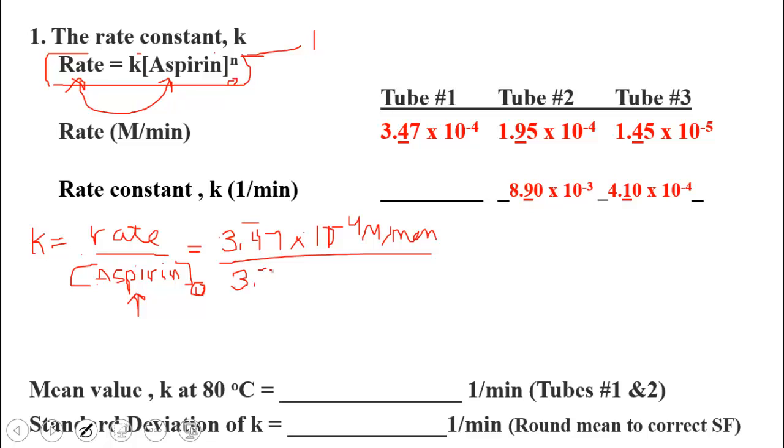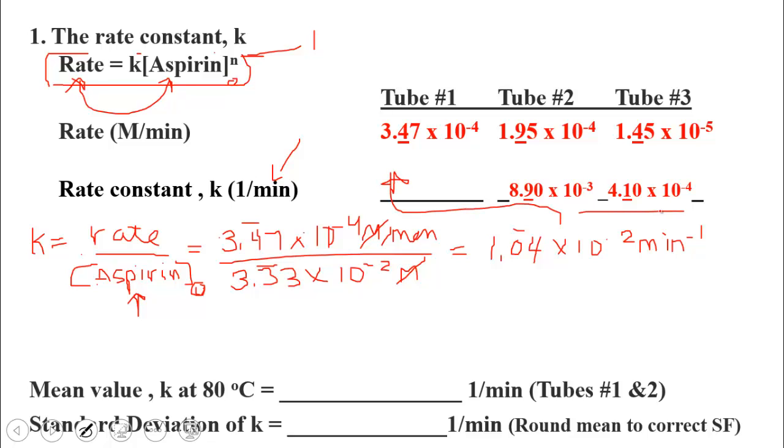How much did we weigh out, and what was the molarity? 3.33 times 10 to the minus 2 molarity. So you'll see the molarities cancel, because this is a first order reaction. And what we will get here is 1.04 times 10 to the minus 2, and that has units of reciprocal minutes, or minutes in the basement of a fraction. So I could put that up in there. But I, of course, have some fake data for my other trials.